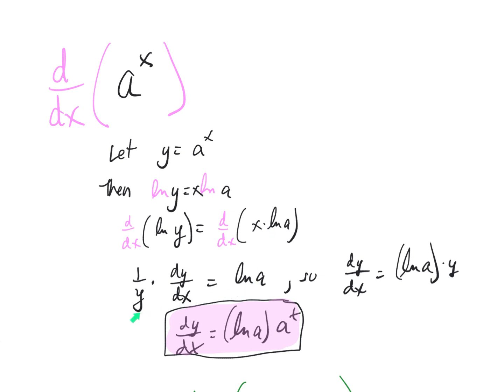All right, then when we solve for dy dx, we multiply both sides by y. Remember y is a to the x. So the answer is the natural log of a times a to the x.